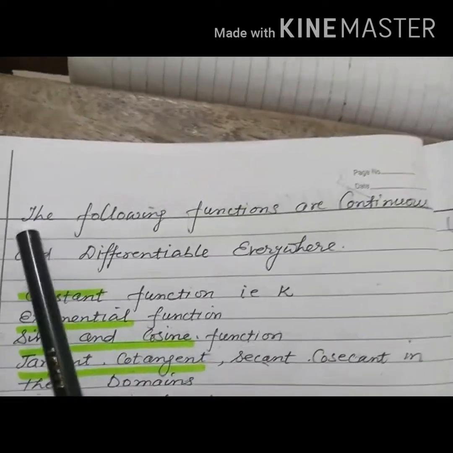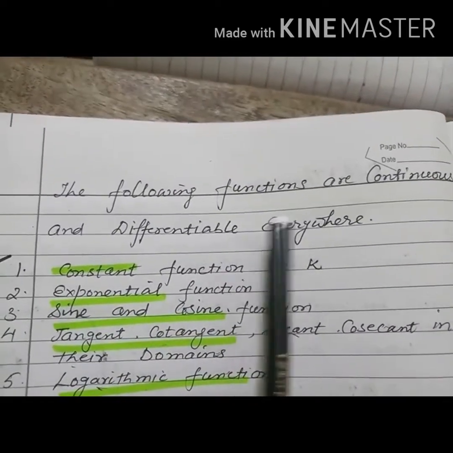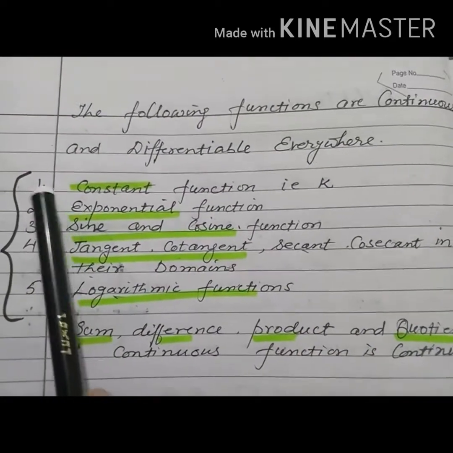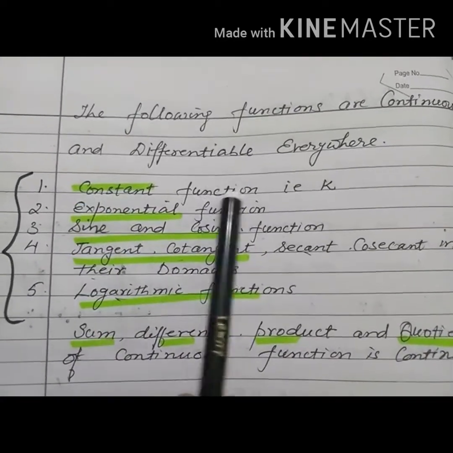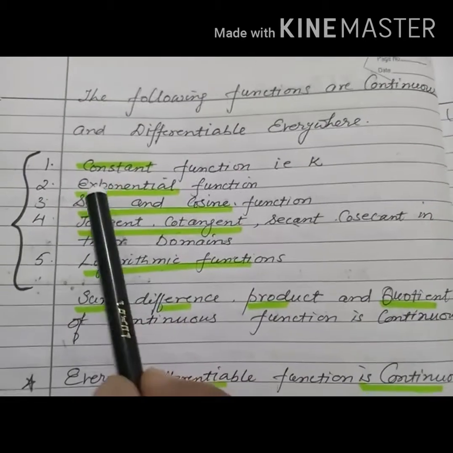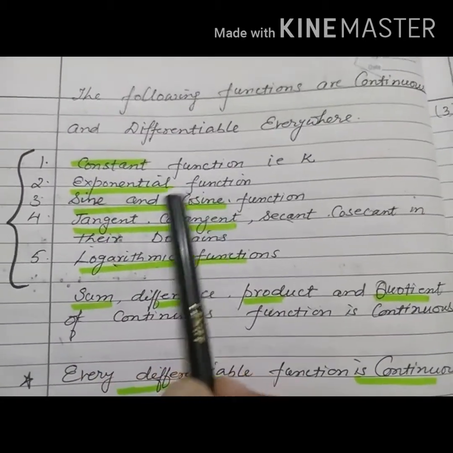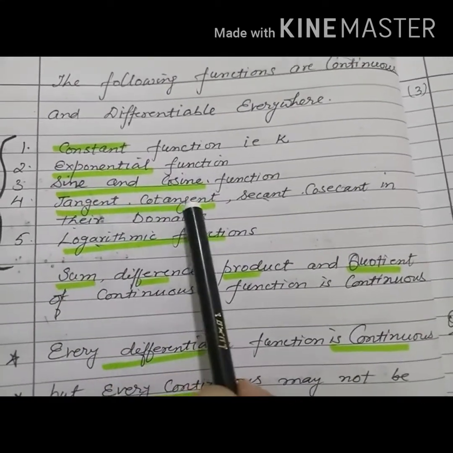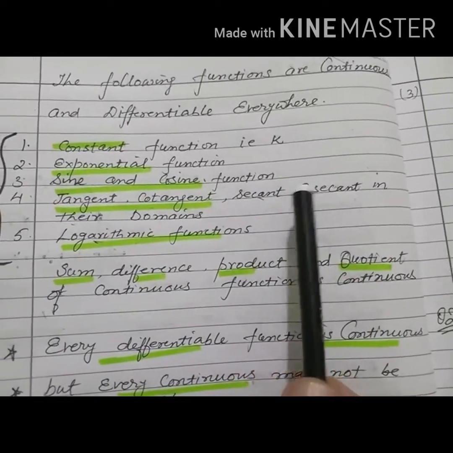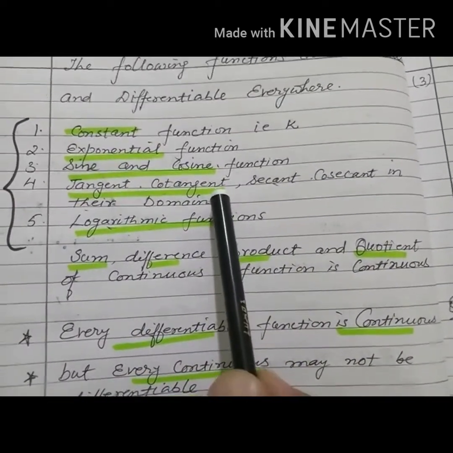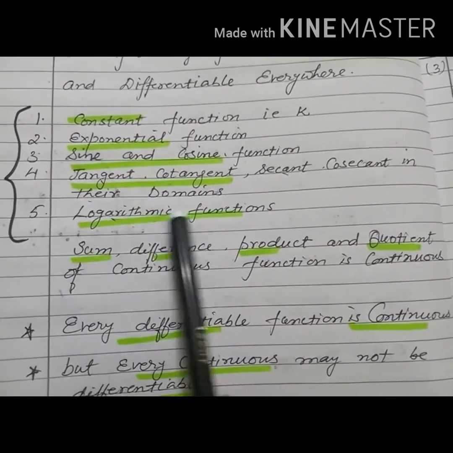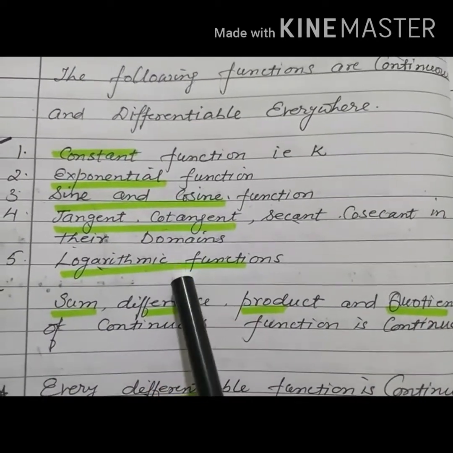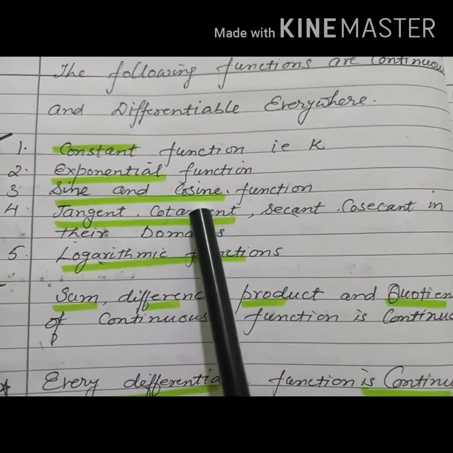Now, the following functions are continuous and differentiable everywhere. This we have already started. Let's take first the constant function. It is a continuous and differentiable function. Similarly, exponential function, sine and cosine function, and tangent, cotangent, secant, cosecant are continuous and differentiable in their domains where they are defined, and the logarithm function. So we need not prove anything for them. We can write them as continuous and differentiable functions.